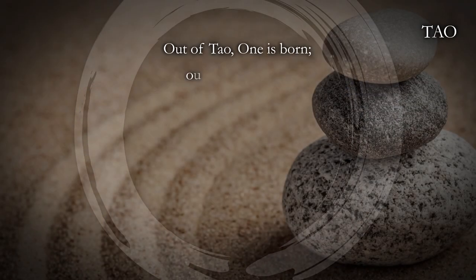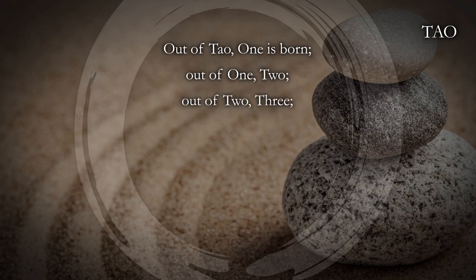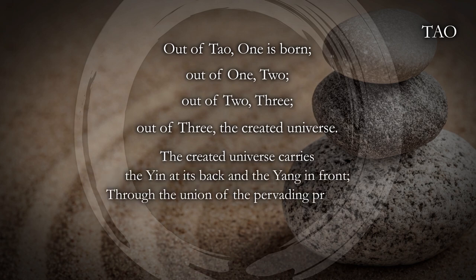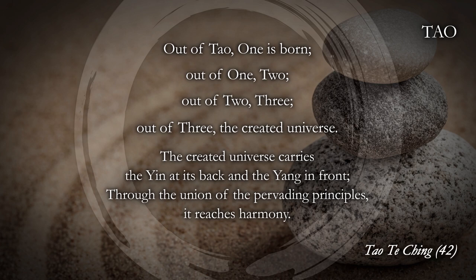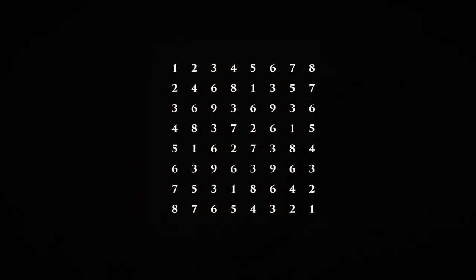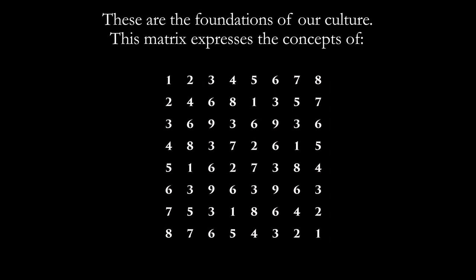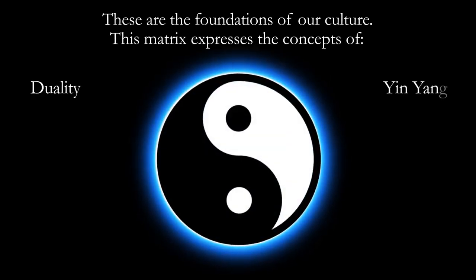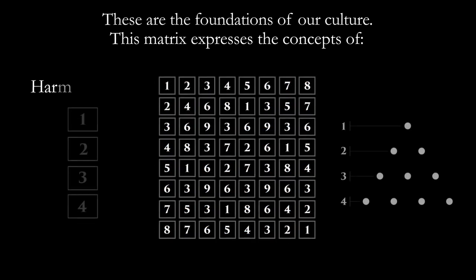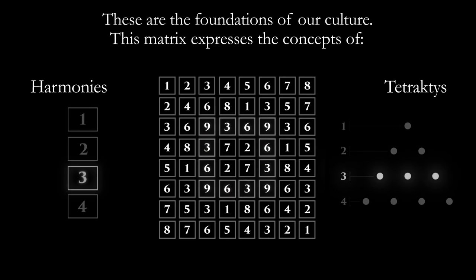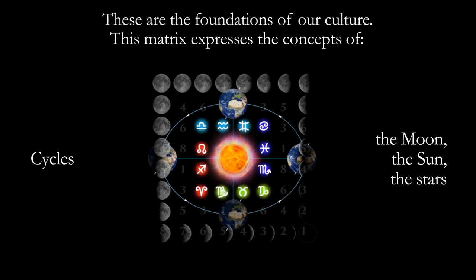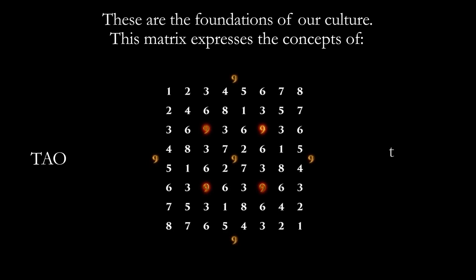Out of Tao, one is born. Out of one, two. Out of two, three. Out of three, the created universe. The created universe carries the yin in its back and the yang in front. Through the union of the pervading principles, it reaches harmony. These are the foundations of our culture. This matrix expresses the concepts of duality with the yin yang, change with the I Ching, harmonies with the Tetractys, and the cycles of the moon, the sun, the stars, and finally the Tao, the path or the process.